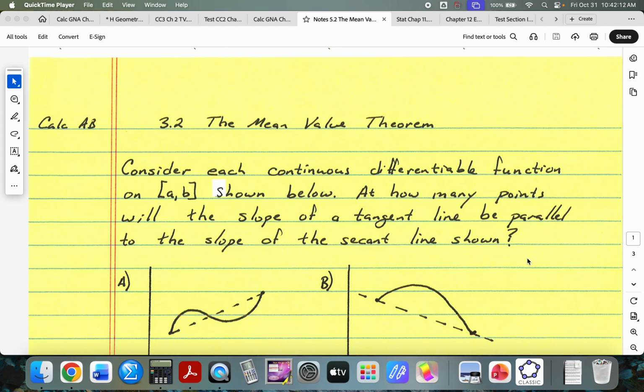We also had the extreme value theorem that said if you have a continuous function on a closed interval from a to b, that function will have a maximum and it will have a minimum on that closed interval. The last one is the mean value theorem.